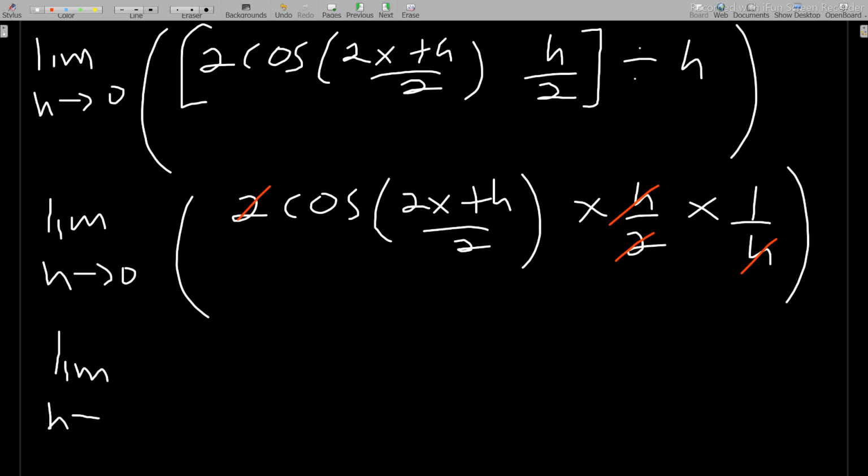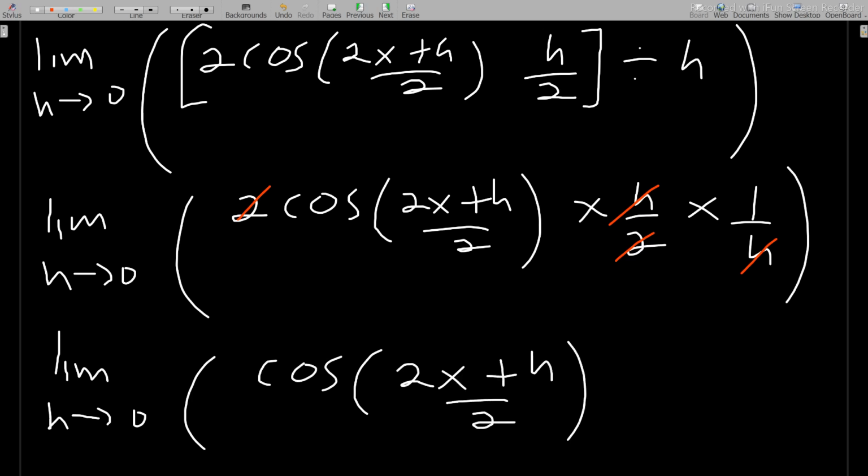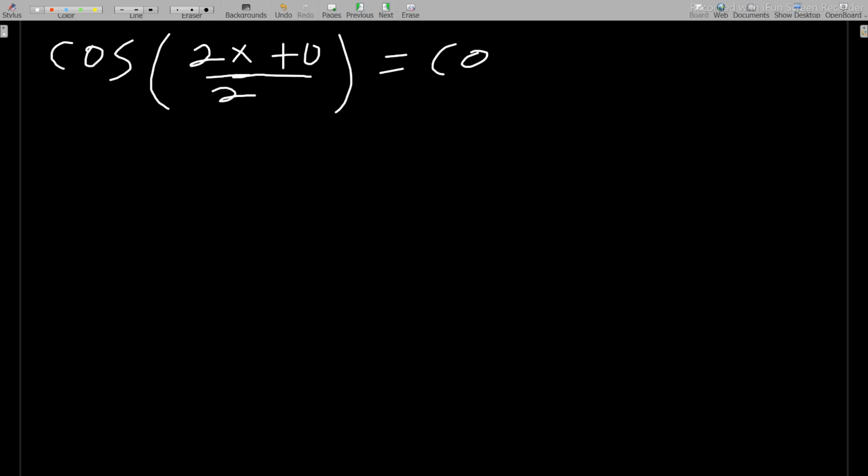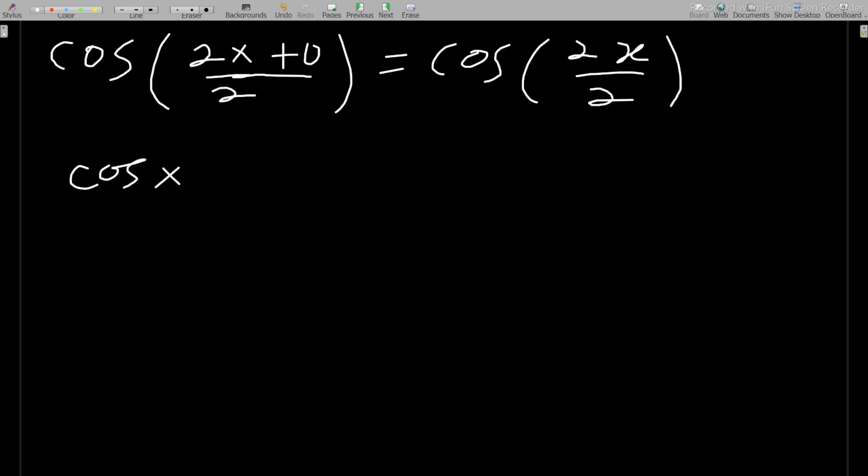So we have the limit as h approaches 0 of cos of (2x plus h) over 2. Now we can put h equals 0 inside this whole expression, and we get cos of 2x over 2, plus 0. This will be equal to cos of 2x over 2, which is equal to cos x.